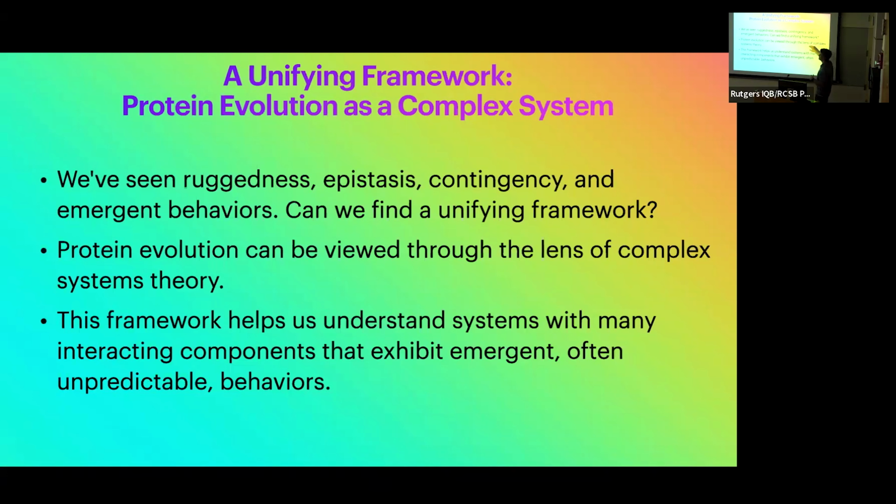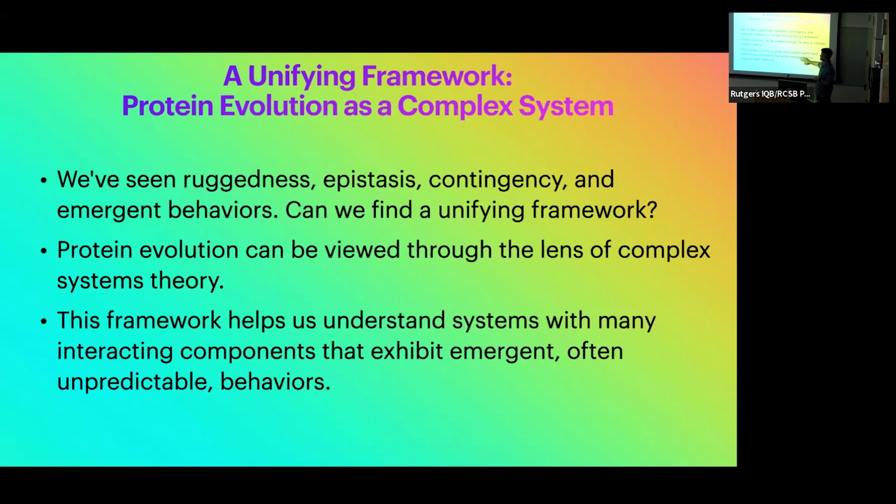So we see ruggedness, epistasis, contingency, emergent behaviors. Can we find a unifying framework for that? So protein evolution can be viewed through the lens of complex systems theory. And we're not the first people to raise this, and it's been talked about in terms of chaos, which it doesn't really fit because there's a specific definition of chaos, but it does sort of appear to be like a complex system.